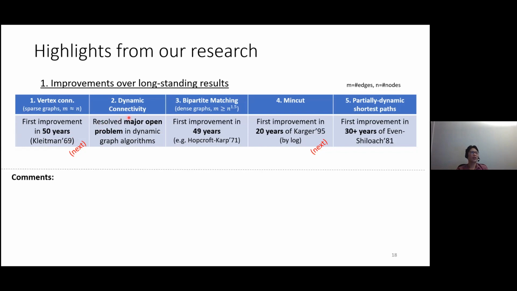Another problem is called dynamic connectivity, where again, you want to just maintain whether the graph is connected. Very simple problem, right? Except that now the graph keeps changing. And there is a major open problem in this field, which is called dynamic connectivity. And we just recently resolved this major open problem.